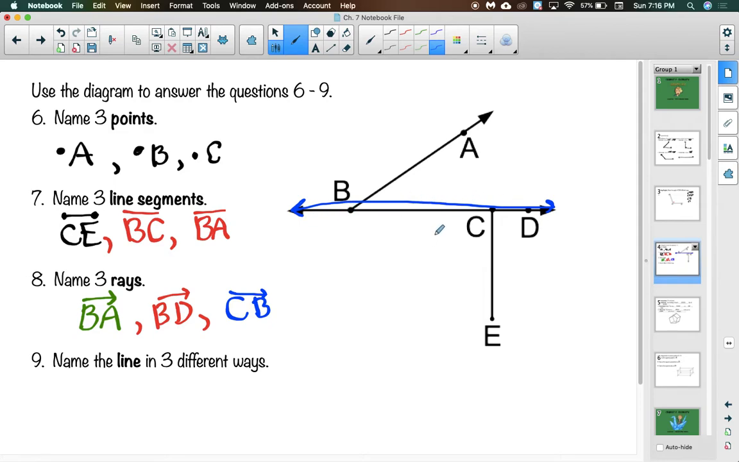We can name that line in 3 different ways, and what I mean by that is all 3 of these names mean the exact same line. So we can choose any 2 points from the line to name it. It's always 2 points. So we can name it line BC, and we'll put a mini line at the top, arrows on both ends. We could name it line CD, arrows on both ends. Or we could name it line DB.